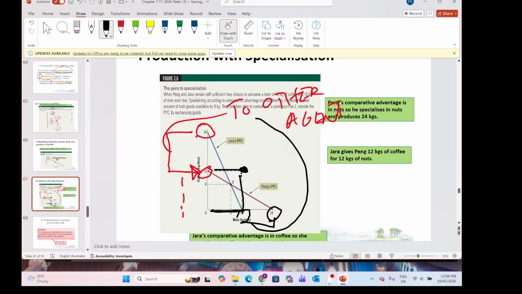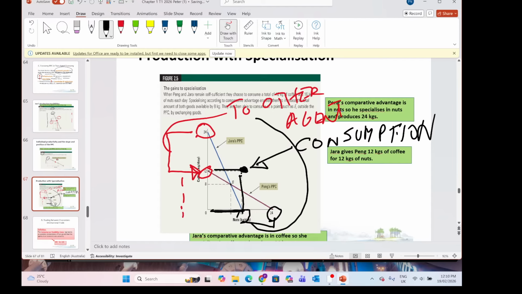So this, where I'm drawing the arrow, that is now their consumption. It's not their production, it's their consumption. But you can see that their consumption is higher than their production. So these guys have immediately increased their standard of living by trading with each other. The person who was good at nuts was able to buy the coffee, and the person who was good at the coffee was able to buy the nuts. So this is the concept of trade.